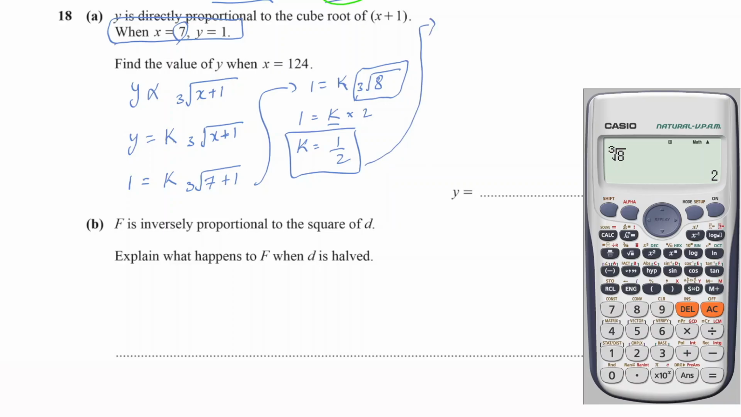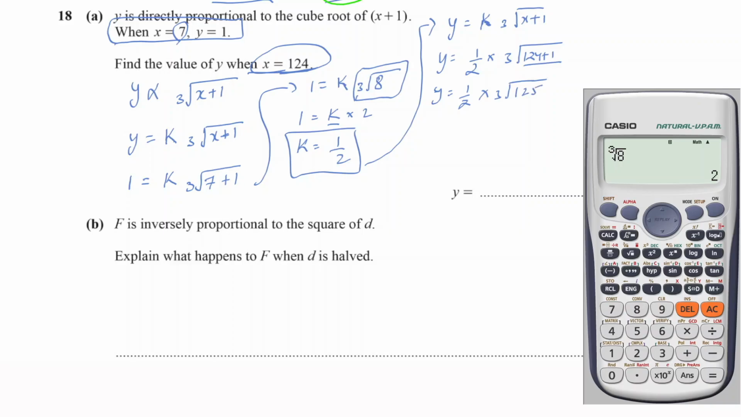Now coming back to the question, the actual equation is y equals k into the cube root of x plus 1. Now they are saying find the value of y when x equals 124. We got the value of k, that's what we were doing till now. So when we have the value of k, we can easily find the value of y, right? So y equals 1 by 2 into the cube root of x plus 1, where x is 124, so 124 plus 1. So y will be 1 by 2 into the cube root of 125. 124 plus 1 is 125, right?